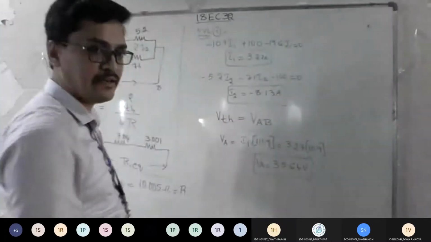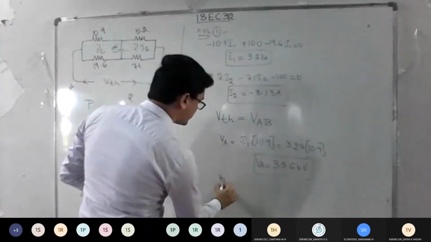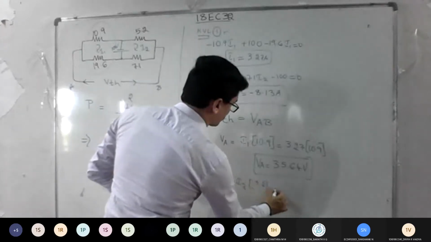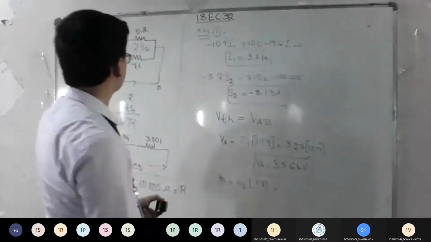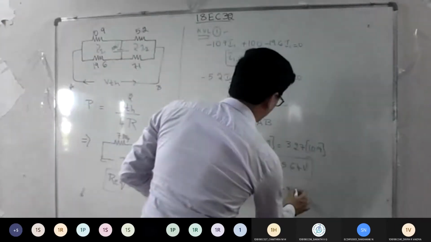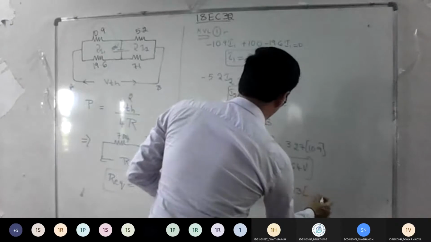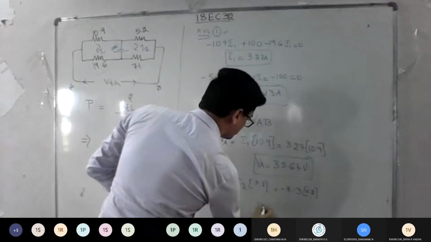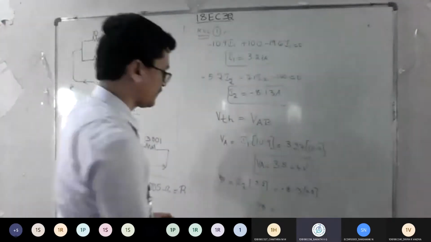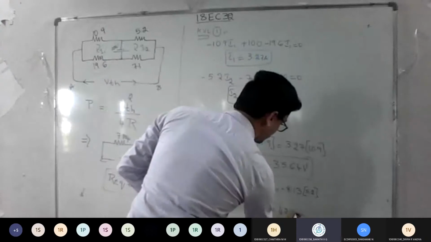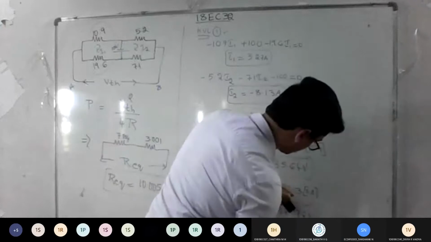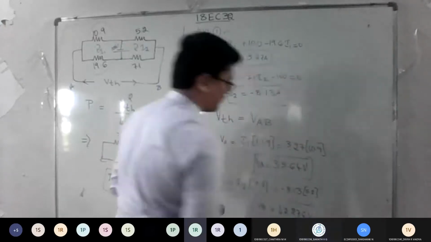Fine. So now similarly you find VB also. VB is equal to I2 into 5.2. So you got minus 8.13 into 5.2. How much here? 42.276, sir. 42.27. Okay, fine. Any doubts anyone till here?